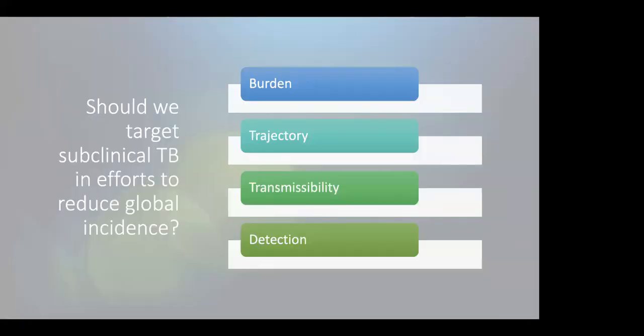And to try to understand that, I want to explore what we know and what we don't, in 4 different aspects of subclinical disease. The burden of subclinical disease, which I think we're coming to understand pretty well, but also the trajectory and transmissibility, which I think we have less of a handle on. And then finally, detection: what resources, logistics and diagnostic tools it would take if we sought to go out and find it.